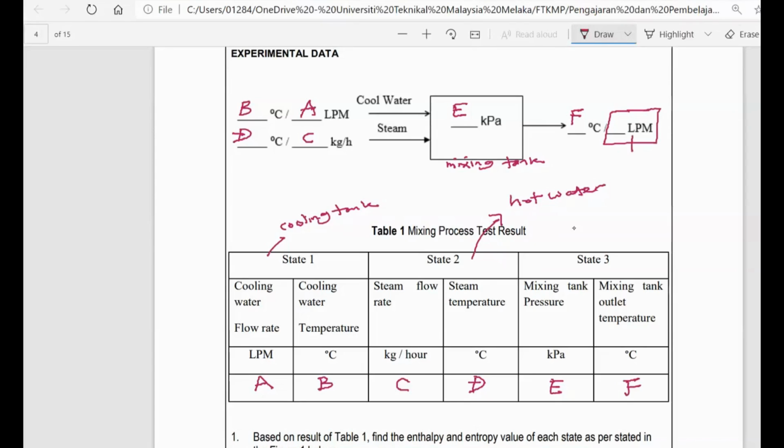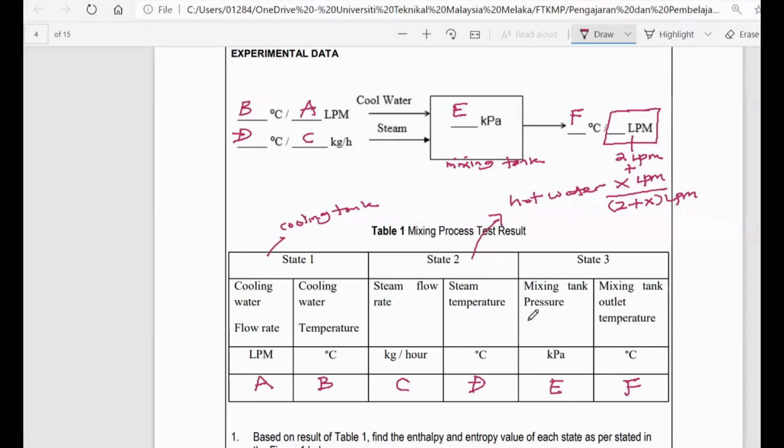Initially it is written in LPM, so you need to add another liter per minute. Let's say X, so 2 plus X liter per minute. This X is based on your data, based on C. The unit of C is kilogram per hour, and you need to change it to liter per minute.